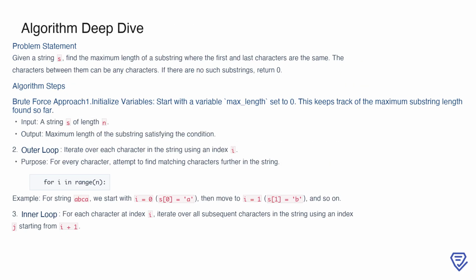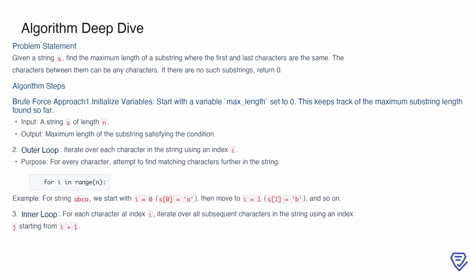To solve this problem, we need to identify the maximum length of a substring where the first and last characters are the same. If no such substring exists, we simply return 0. Let's first look at the brute force approach to solving this. We start by initializing a variable max_length to 0, which will keep track of the largest substring length we've found.